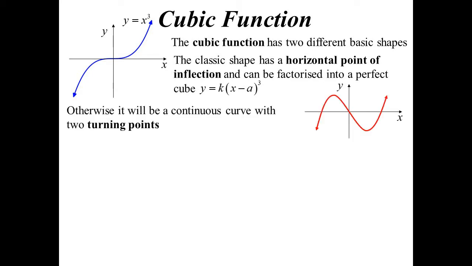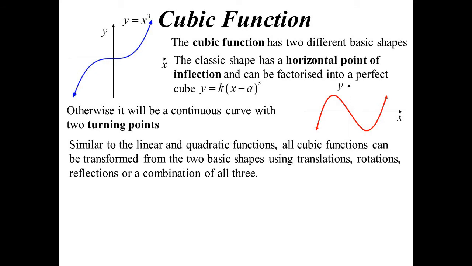The other type are ones that look like that. Okay? So it's still a continuous curve, but it has two what we call turning points. There's a maximum one and a minimum one, and in the middle there's still an inflection point, but if we were to draw a tangent there, it wouldn't be horizontal. It's going to be at some angle. So they're the two shapes that a cubic could take. And just like the linear function, just like the quadratic function, we can build every single cubic out of these functions. Might be rotation, might be translation, could be any of those. Could be a combination of them all.